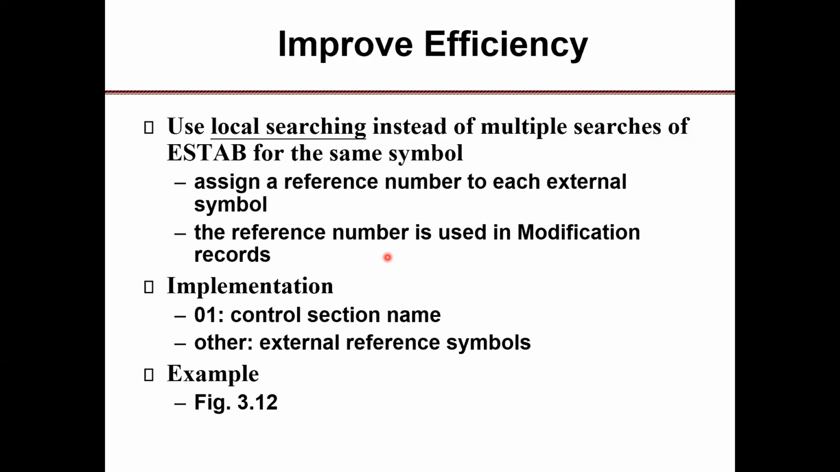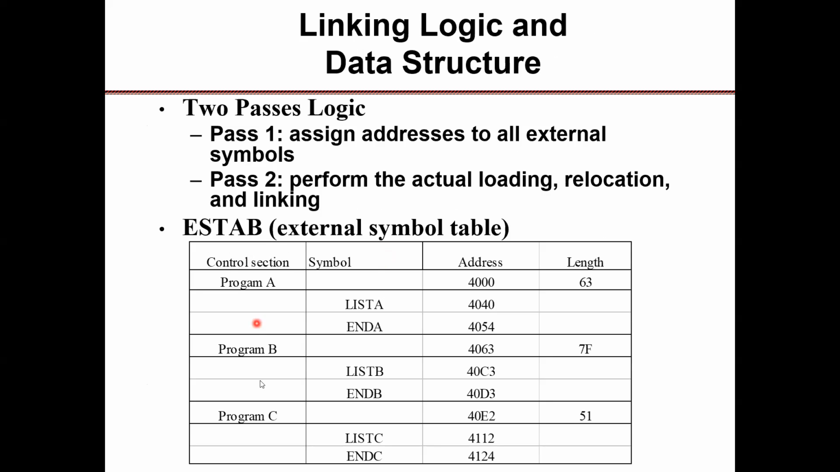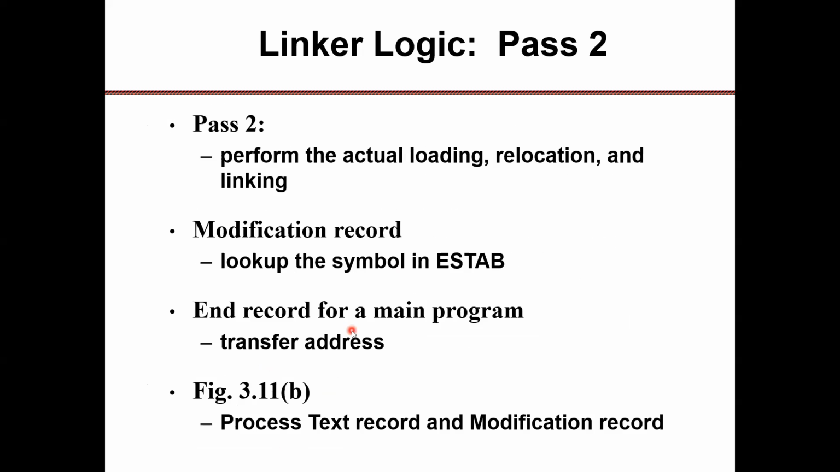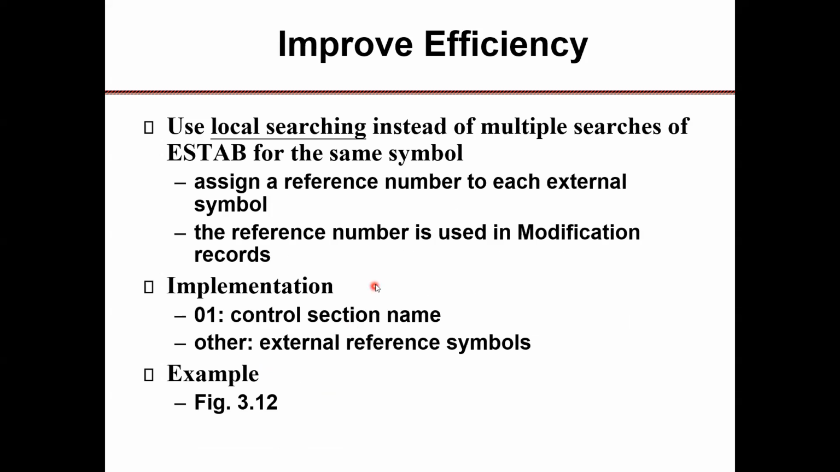All right, so to implement that, the first thing we want to do is take a look at the control sections themselves, because when we do a search in the ES tab, that's the first thing we're going to do. We're going to go into this control section, and we're going to search for the control section that we're interested in, and then search for the symbol that we're interested in. So we want to create unique numbers for the control section name in addition to the symbol name, because they all are going to be searched and referenced by the linker and the loader.